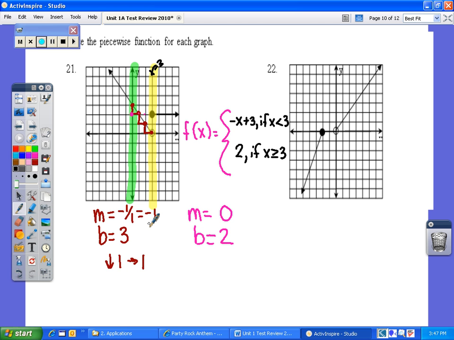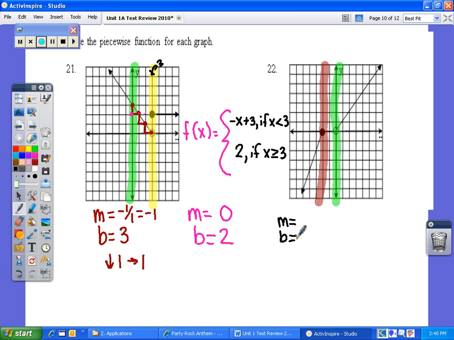Alright, this one was a special one. It was supposed to connect up here, but it didn't. So in this case, you're going to have two different domain restrictions. You're going to have one at negative 2 and one at 0. Okay, you will not have one like this on the test, but hey, let's practice something with a challenge.